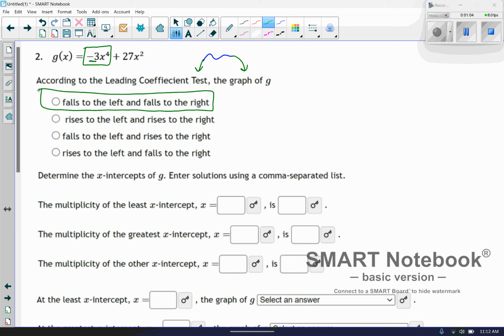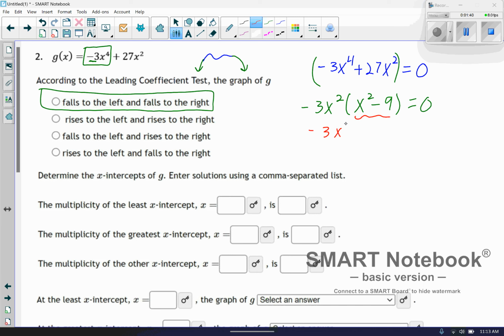Okay, now we have to find the x-intercepts and then figure out the multiplicity and figure out what that's going to look like on the graph. So what we'll do is we'll take negative 3x to the power of 4 plus 27x squared, and we're going to set that equal to 0. And then I'm going to factor out a negative 3x squared. That'll leave me with x squared minus 9 equals 0. And then we can go ahead and factor this as the difference of two squares. So that means I can rewrite that as x plus 3 and x minus 3.